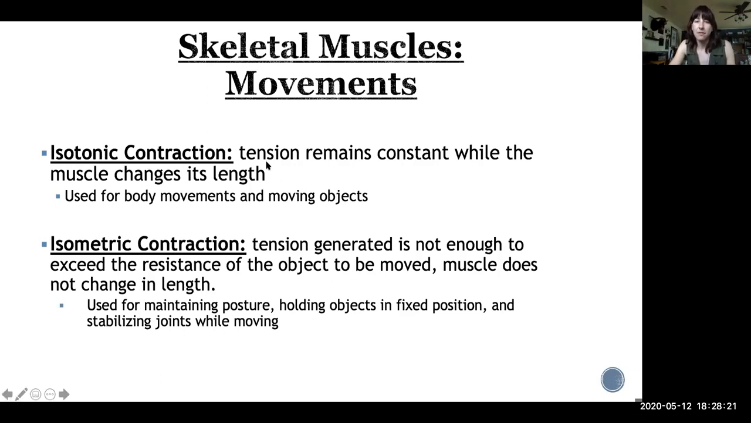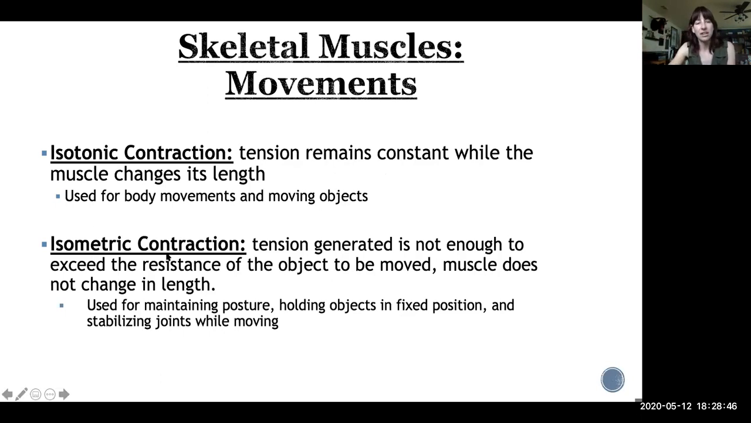contractions are when you have constant tension and the muscle actually changes length. My example is if you're lifting an object or doing a full muscle action, like flexion of the arm or the elbow. Isotonic contraction means that the muscle is changing its length while the tension remains constant. So it's just a smooth muscle action.